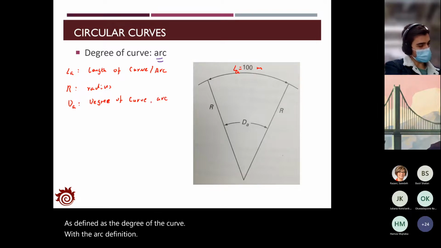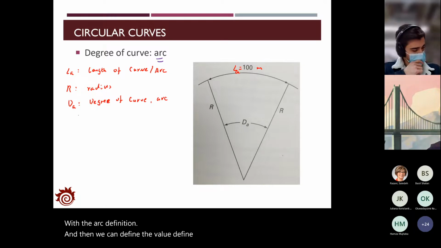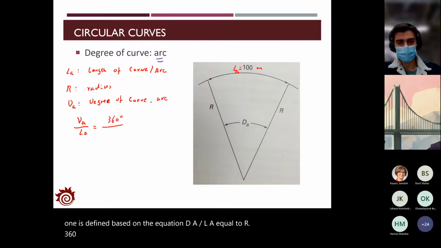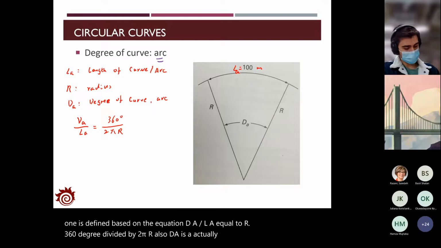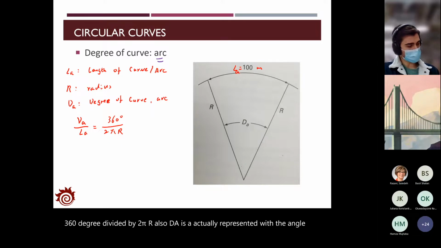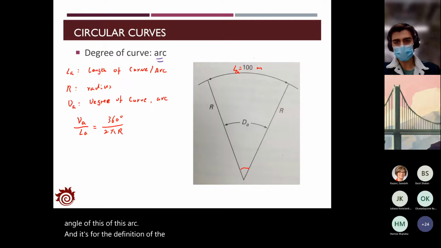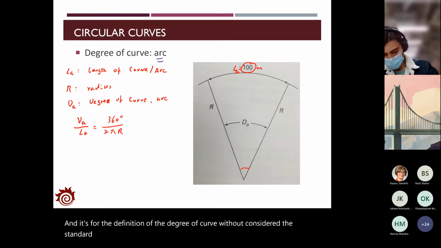And then we can define the degree of the curve. That one is defined based on the equation dA divided by LA equal to 360 degree divided by 2 pi r. So dA is actually represented with the angle of this arc, and for the definition of the degree of the curve, we will consider the standard length of 100 meters.